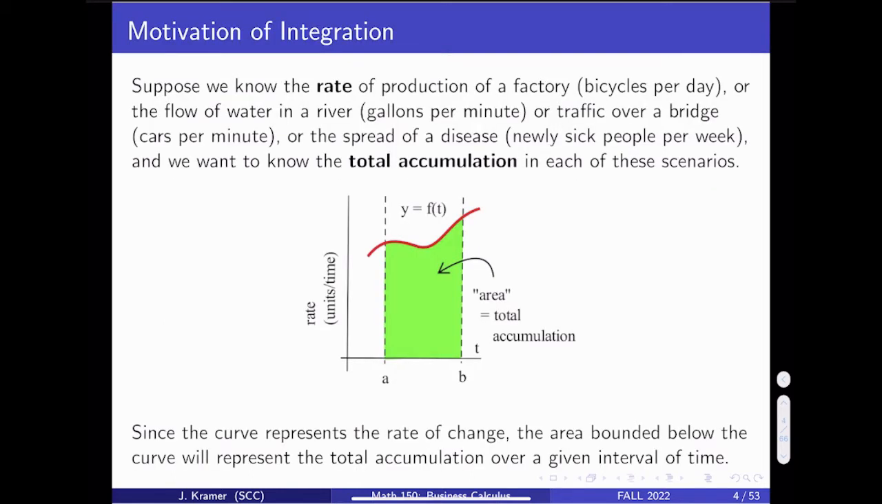So let's discuss the motivation behind integration. Suppose we know the rate of production of a factory, which would be bicycles per day, or the flow of water in a river that could be measured in gallons per minute, or traffic over a bridge that's measured as cars per minute, or even the spread of disease, which would be newly sick people per week. And we want to know the total accumulation in each of these scenarios. Since the curve represents the rate of change, the area bounded below the curve will represent the total accumulation over a given interval of time.